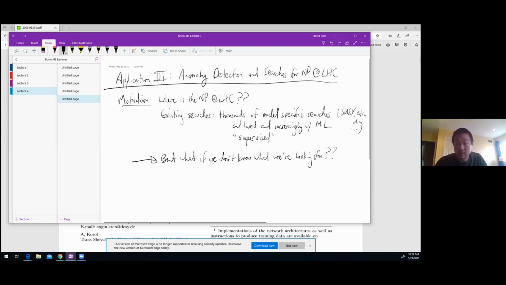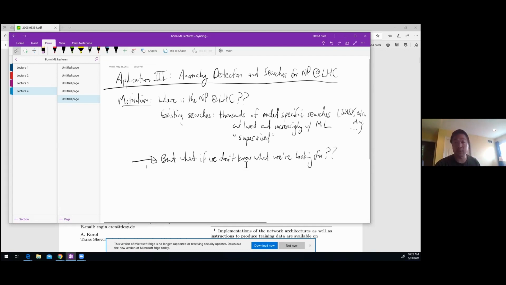So now I'm increasingly motivated, and a lot of us are, to entertain the possibility that maybe, although we have developed supersymmetry for all these decades, we don't actually know what we're looking for. So we've done thousands of model-specific searches, but how well have they covered the parameter space? Is it possible that they haven't covered the model space enough, and that there could still be new physics hiding in data, we just haven't looked in the right place? I think the answer to that is yes.